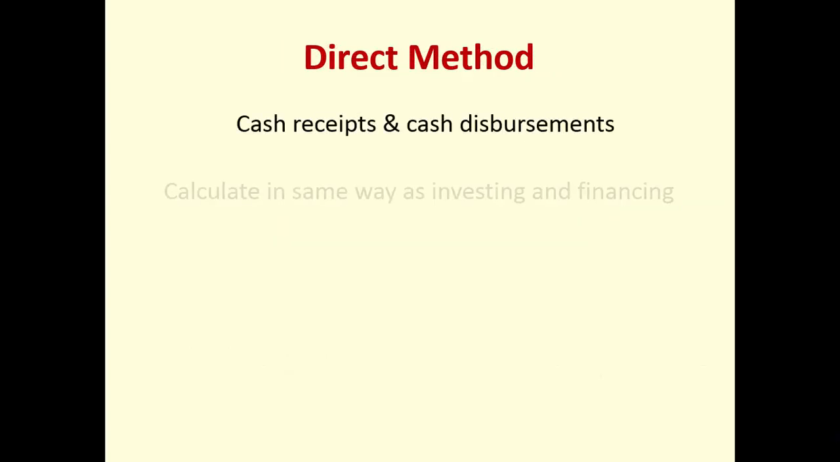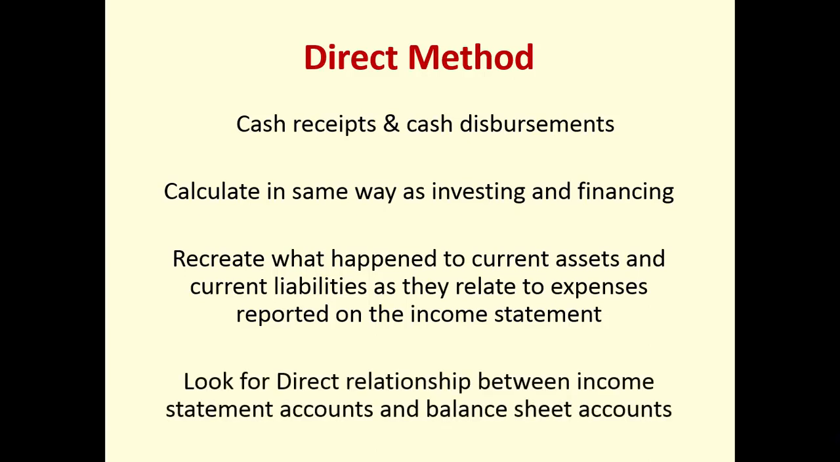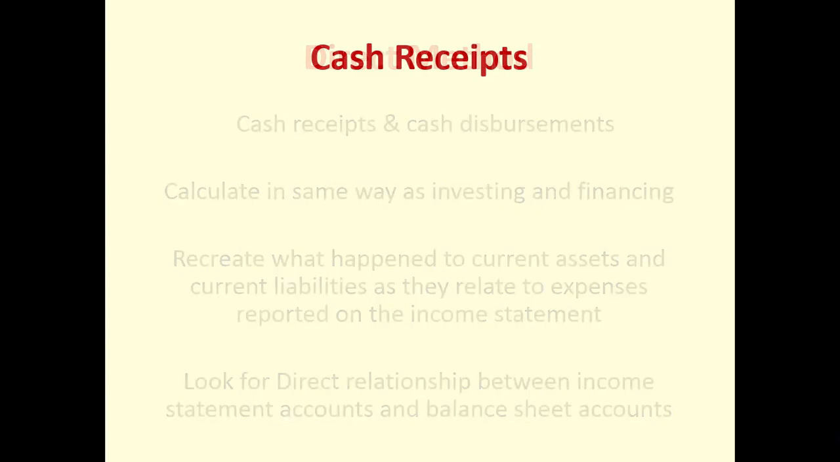Cash receipts, cash disbursements. It's calculated the same way as investing. And what do we mean by that? Create T accounts. Recreate what happened to current assets and current liabilities as they relate to the expenses reported on the income statement. That's the direct method. You're looking for a direct relationship between income statement accounts and the balance sheet accounts. So you're still going to need an income statement, and a comparative balance sheet to do this.